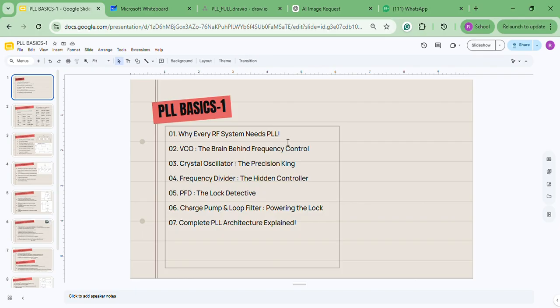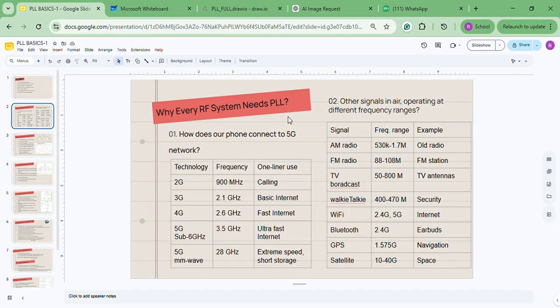Why we need a PLL, then what are its blocks: VCO, crystal oscillator, frequency divider, PFD, charge pump, loop filter, and later on we will summarize the complete PLL architecture. The first topic is why every RF system needs a PLL.